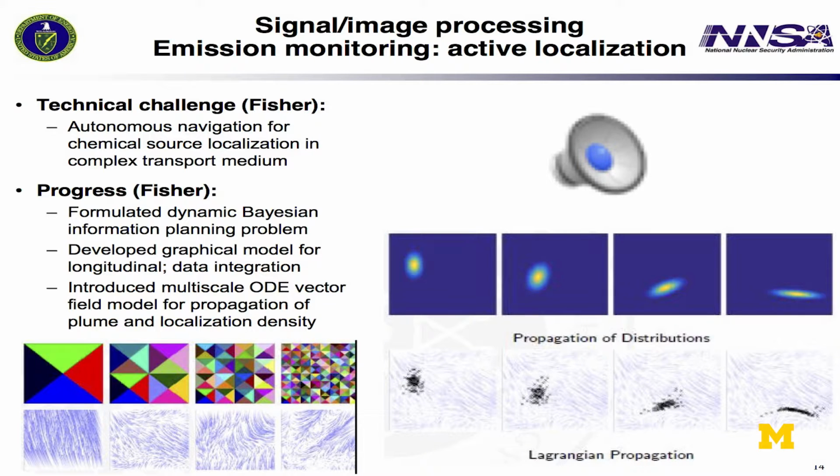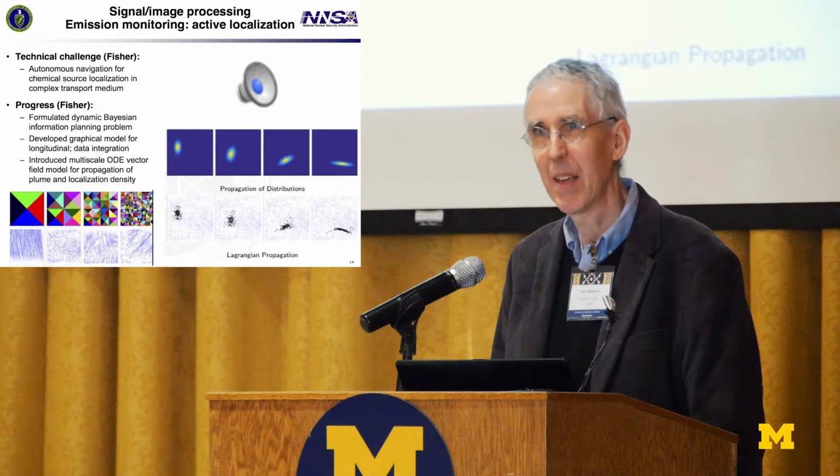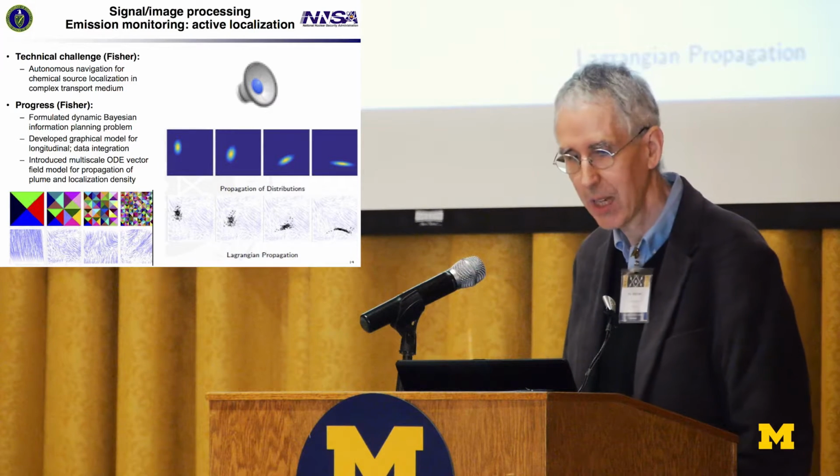Another aspect of this is work at MIT by John Fisher, who has been working with Pacific Northwest, and the technical challenge here is how to actually schedule sensing. If you have an airborne sensor that flies over a region where there may be multiple emissions, either atmospheric or other domain, how do you optimally plan the flight path or optimally plan your sensing?